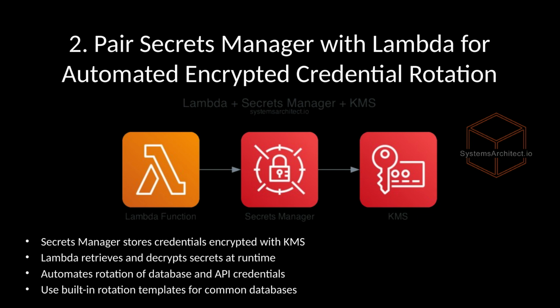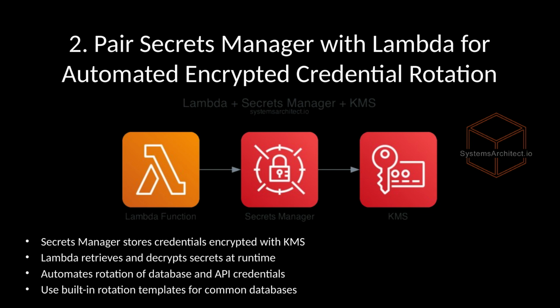Hard-coded passwords and API keys are a common way credentials leak into source code. Secrets Manager stores credentials encrypted with a KMS key, and Lambda retrieves and decrypts them securely at runtime. Why does this matter for credential security? This automates what used to be manual, error-prone credential rotation for databases and third-party API keys.